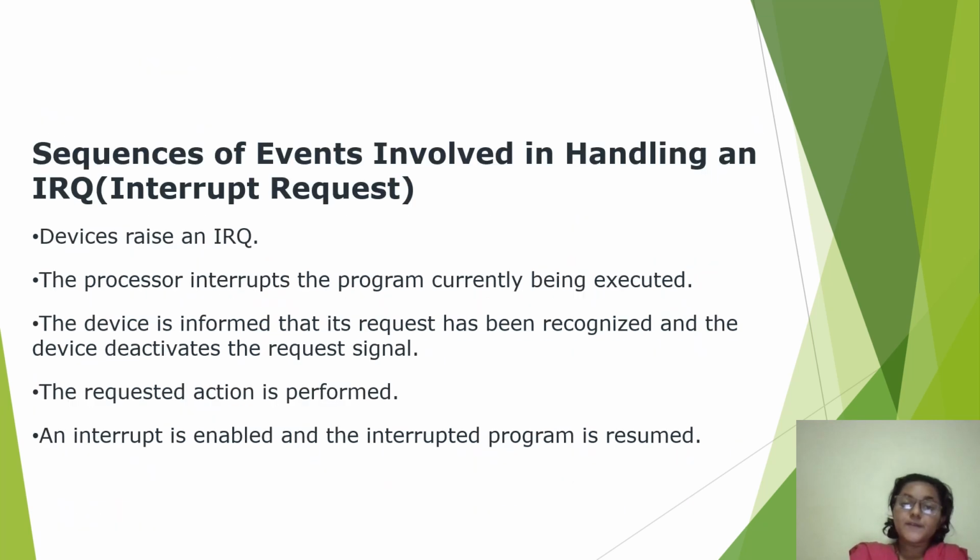The sequence of events involved in handling an IRQ. The device raises an IRQ. The processor interrupts the program currently being executed. The device is informed that its request has been recognized and the device deactivates the request signal. The requested action is performed, interrupts are enabled, and the interrupted program is resumed.